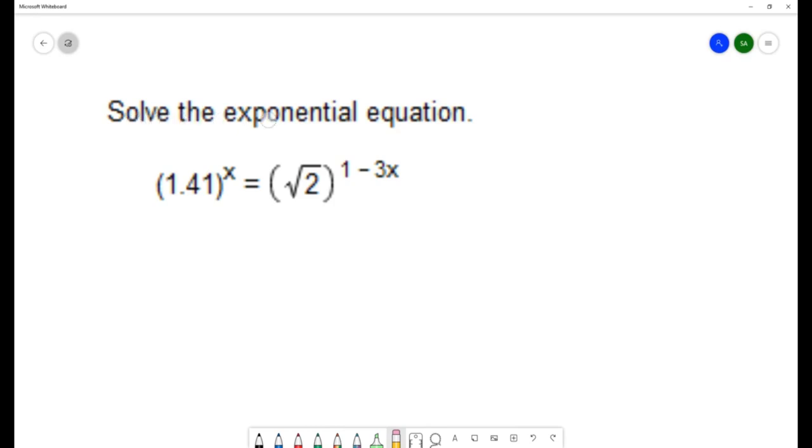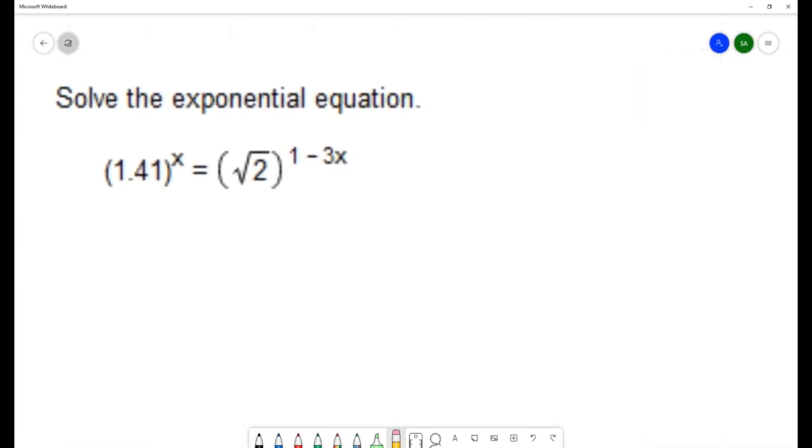We want to solve the exponential equation 1.41 to the x equals square root of 2 to the 1 minus 3x. So this is an exponential equation because we have variables in the exponent. And there are 3 techniques, sort of standard techniques, for solving exponential equations that I always try to keep in my back pocket. And those methods are, number 1, to try to make the bases the same.